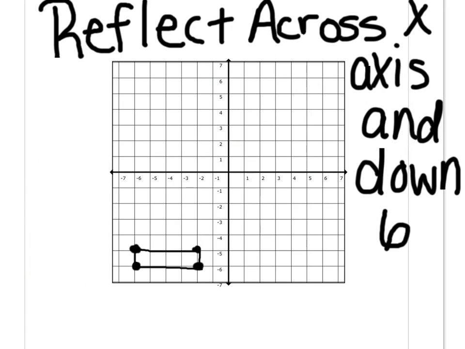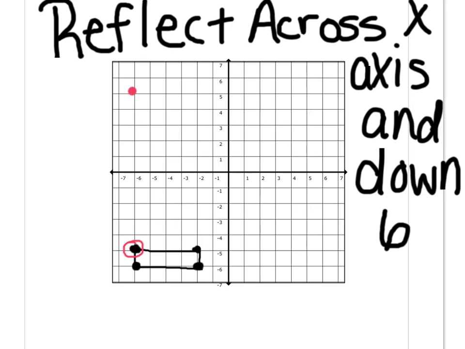Going to flip this across the x-axis and down 6. So we start with this point. It's at negative 6, negative 5. So when we flip it across the x-axis, it becomes negative 6, 5, sorry.